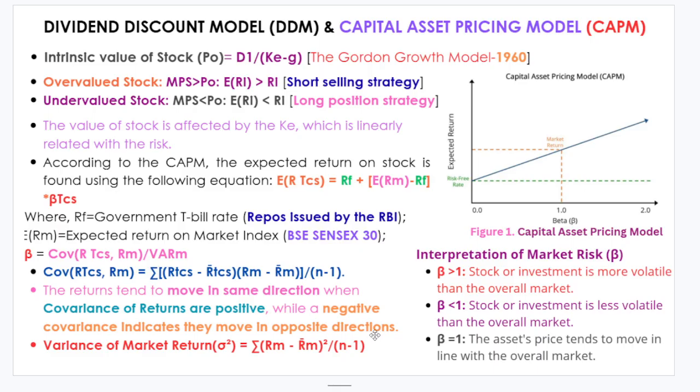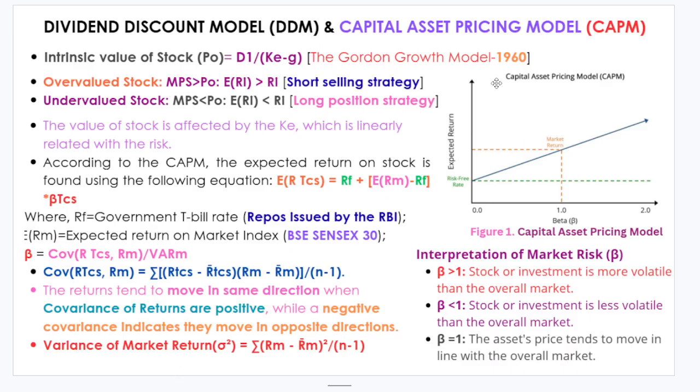And just to support our calculation, sometimes we find the correlation coefficient too, whose value lies between plus and minus 1. While the variance of the market is the sum of (RM minus R bar M) squared divided by n minus 1. If you take the square root, that is the standard deviation of the market return.